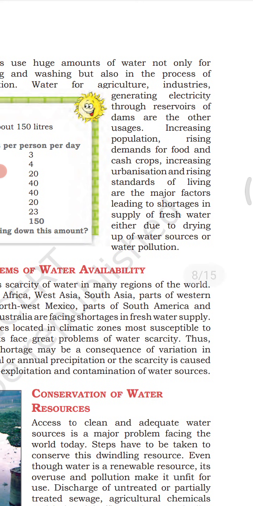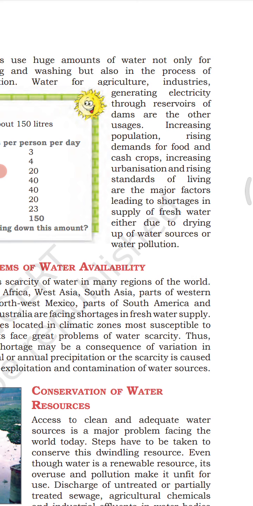So water is also used in industries, then for generating electricity. That we also know, that a reservoir is formed on a river by retarding the natural flow of the river, and then electricity is produced.